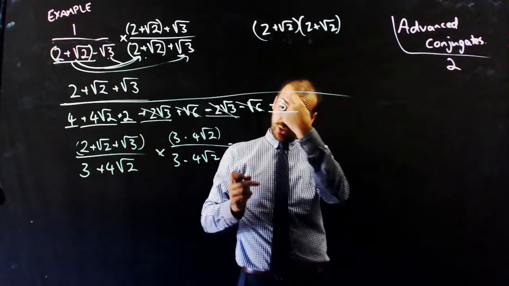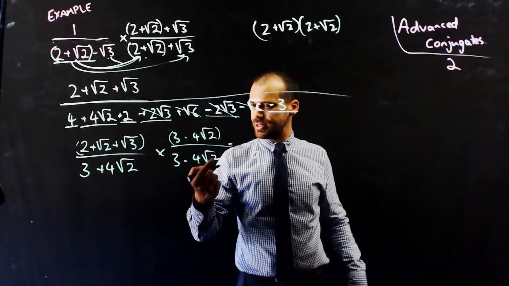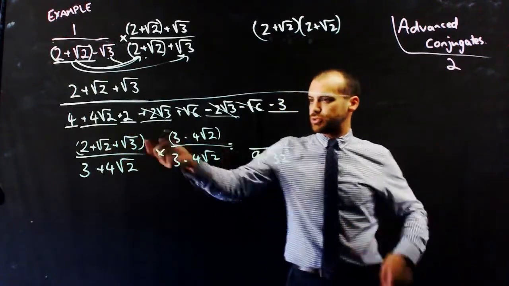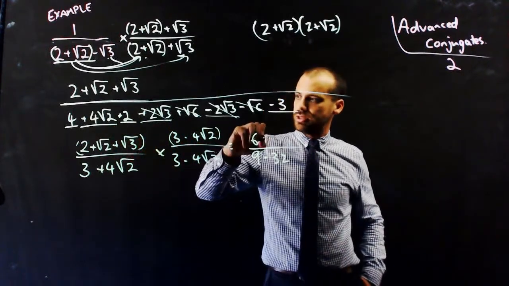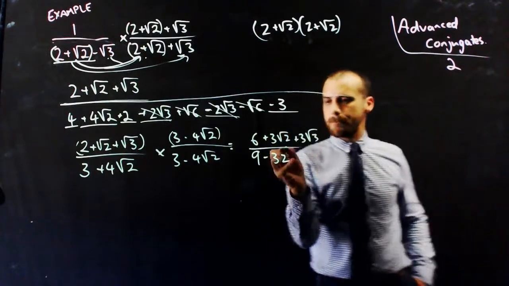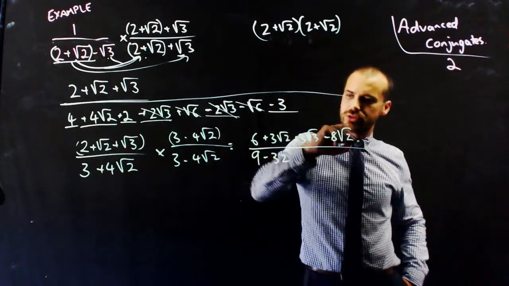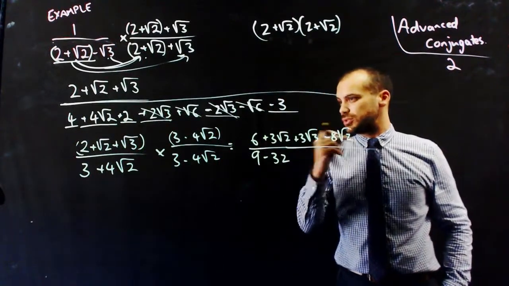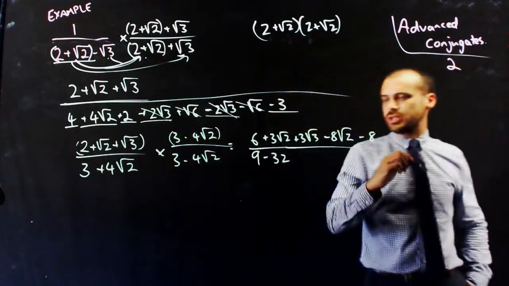So that's 3 squared, which is 9, minus 4 times 4, which is 16, times 2, which is 32. And then multiply all of the terms. So 2 times 3 is 6. Root 2 times 3 is 3 root 2. Root 3 times 3 is 3 root 3. Negative 4 root 2 times 2 is negative 8 root 2. Negative 4 root 2 times root 2 is negative 4 times 2, which is negative 8. And negative 4 root 2 times root 3 is negative 4 root 6.